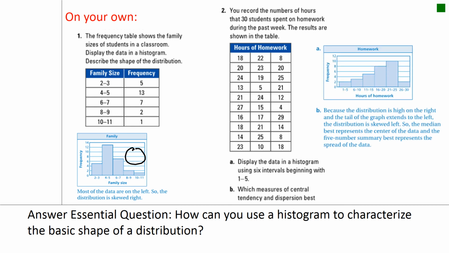All right, our histogram is skewed to the left since there are data points missing on the left. So we're not going to want to use our mean and standard deviation. We're going to want to use our middle number and that 5-number summary. We want to use the highest value, the lowest value, the middle number, and the first and third quartiles to describe this. All right, go ahead and answer your essential question and take that checkpoint.